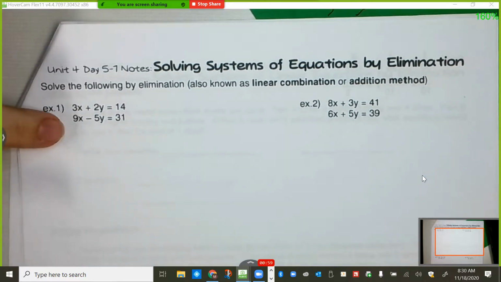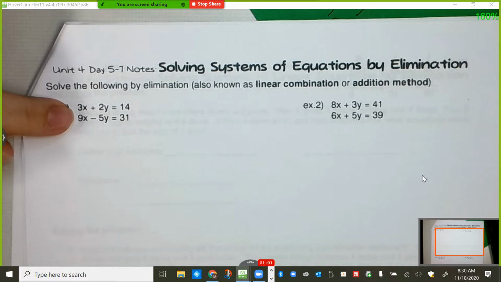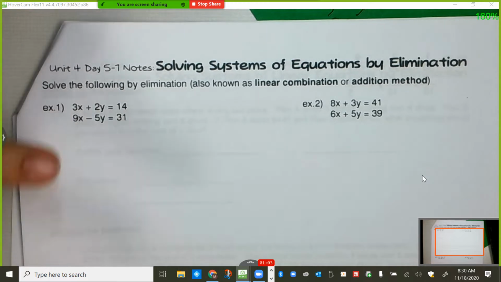Do you think substitution would be fun here? No, because there's all these numbers. There's nothing with a coefficient of 1, so we'd have to solve and plug in fractions, and it wouldn't be that much fun, I promise. So we're learning a third method.